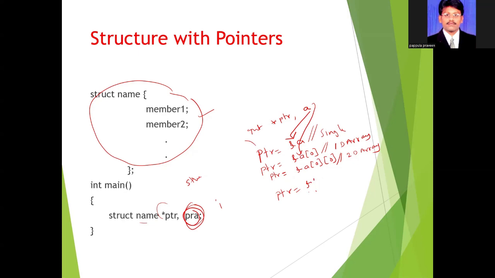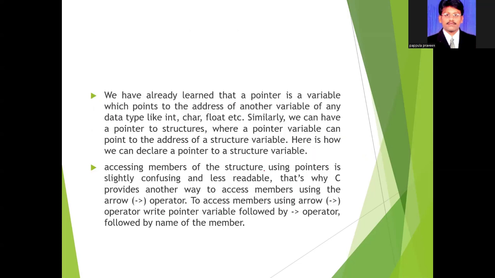Ampersand. Look, the address of the variable is assigned to the pointer. We already know a pointer is a variable which stores the address of another variable. That variable is the structure variable. We have already learned the pointer is a variable. Integer, character, float. Similarly, a pointer variable can point to the address of the structure. Here we can declare the pointer variable and the structure variable.